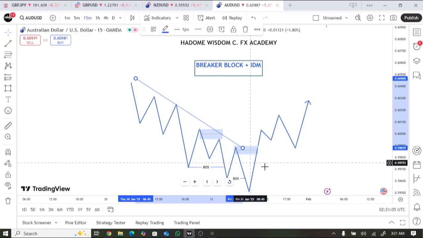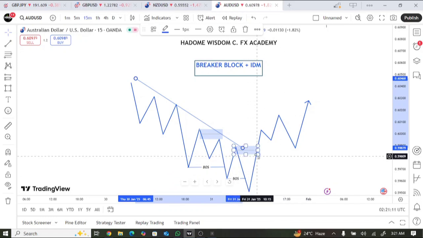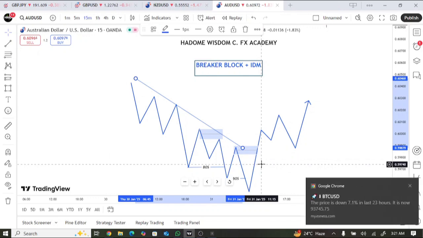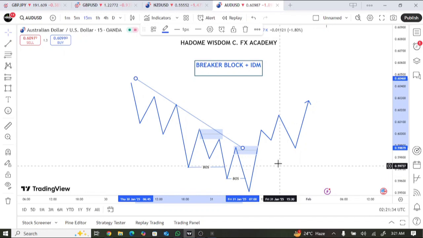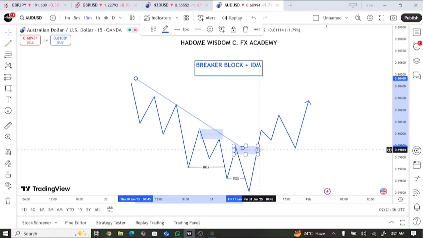Then I marked out my two recent breakout structure. Then from here, then from here, it actually got back here, and I zoomed down to the 15-minute time frame looking for an opportunity. So when I got there, what I saw, because I like my confirmation, market structure shift was there. So I said, let me take a sell. Immediately I took a sell.